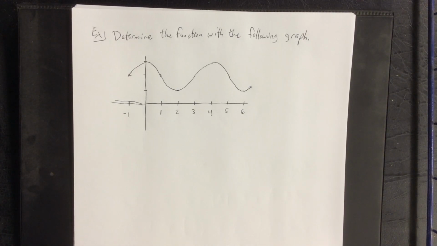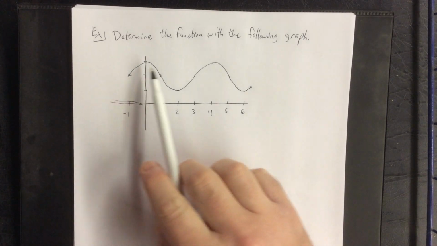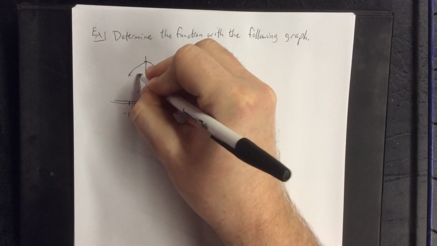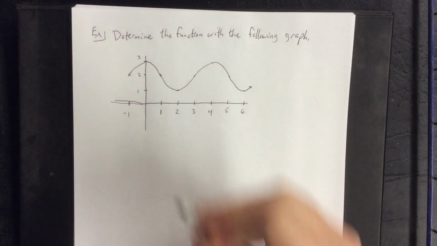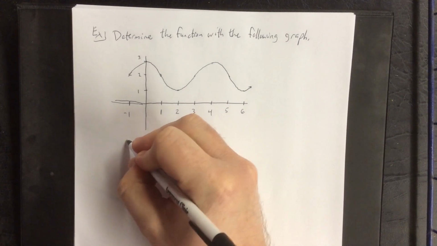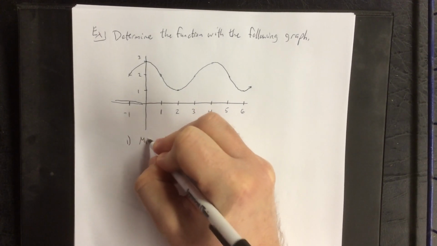So here's another example. We are going to determine the function that has the following graph. And here is our graph. I didn't actually mark the y-scale, so let's go ahead and do that now. That'll be 1, 2, and 3.